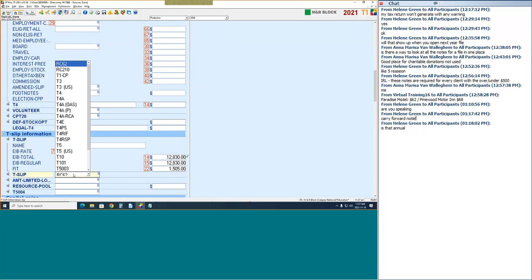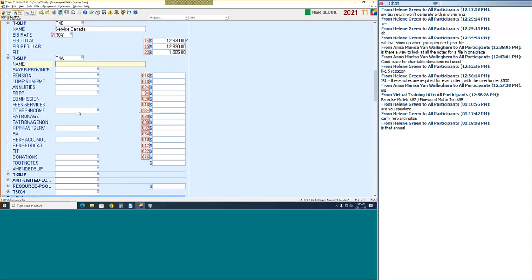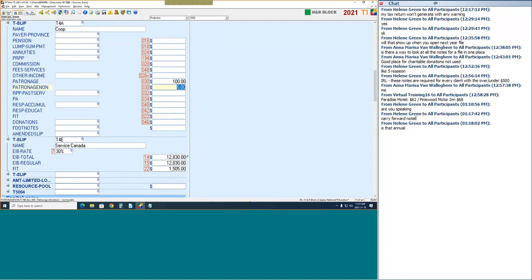What if he had a patronage allocation? If he had a patronage allocation from a co-op, he might have had, let's say, $100 of patronage allocations and $10 of tax withheld from it. We see this in Manitoba all the time. When you do the autofill my return, it's going to do the download and it's going to put it in box 30, but it's going to put it in the box 30 that is taxable.